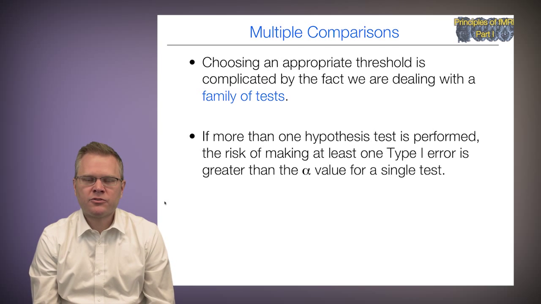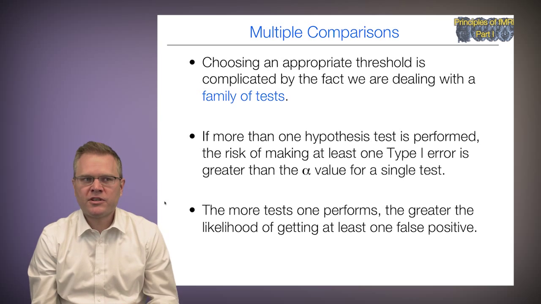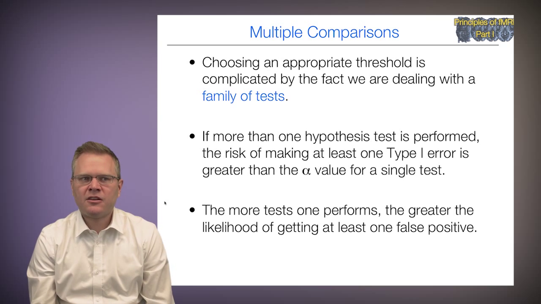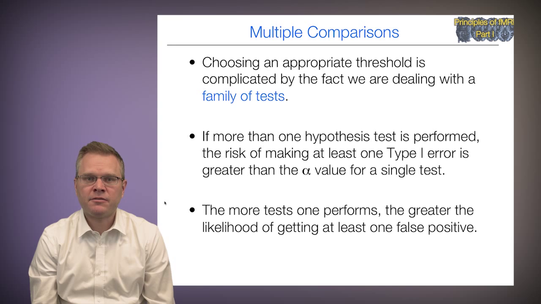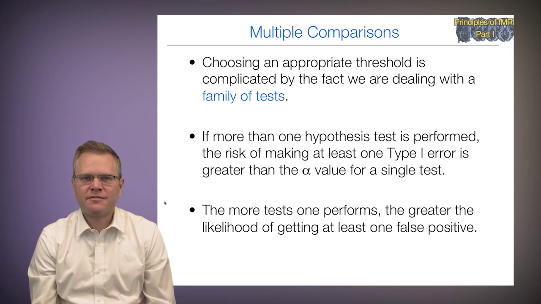So for example, if we control the type 1 error rate at, say, 0.05, that's the rate for a single test. But if we perform hundreds of tests, there's a 5% likelihood of making a mistake on each of these tests, and eventually we're going to wind up making a mistake. So the more tests one performs, the greater the likelihood of getting at least one false positive. And when we're performing, say, 100,000 tests, it's very likely that we'll make false positives if we don't control for this appropriately.